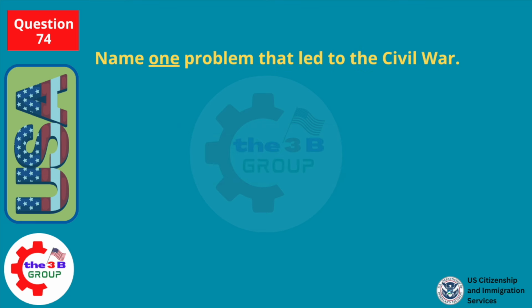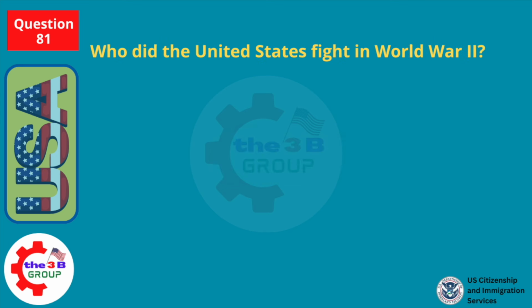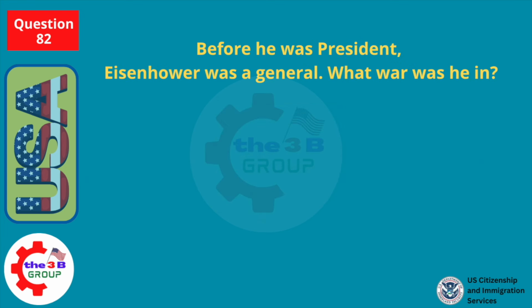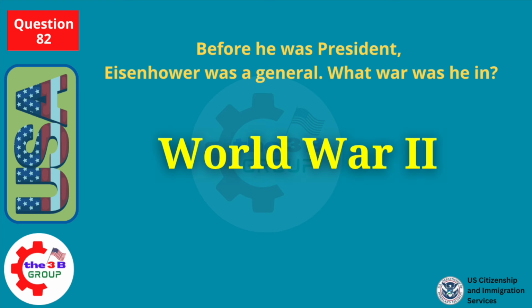Name one problem that led to the Civil War. Slavery. Who did the United States fight in World War II? Japan, Germany, and Italy. Before he was president, Eisenhower was a general. What war was he in? World War II.